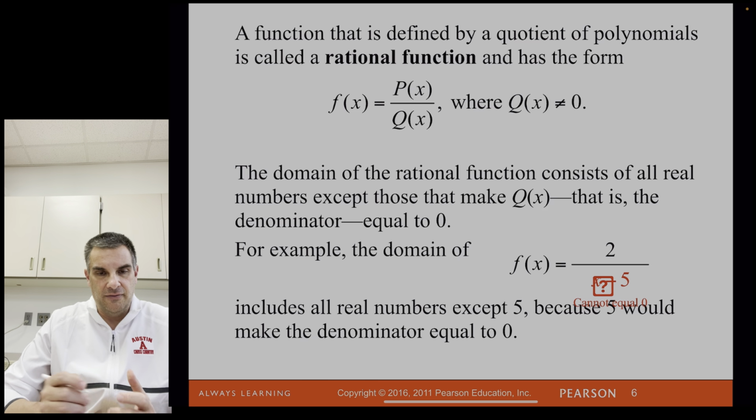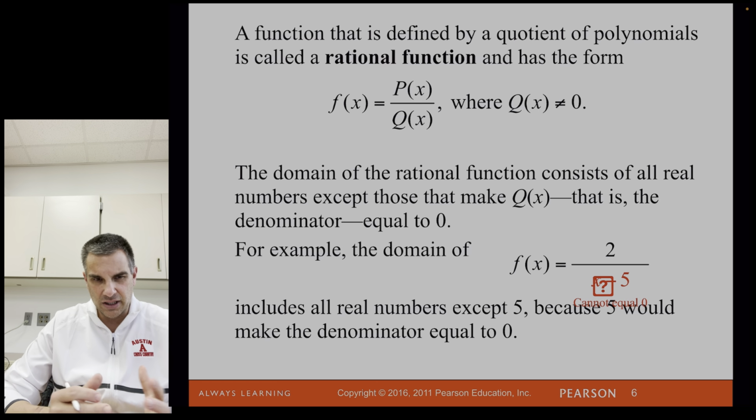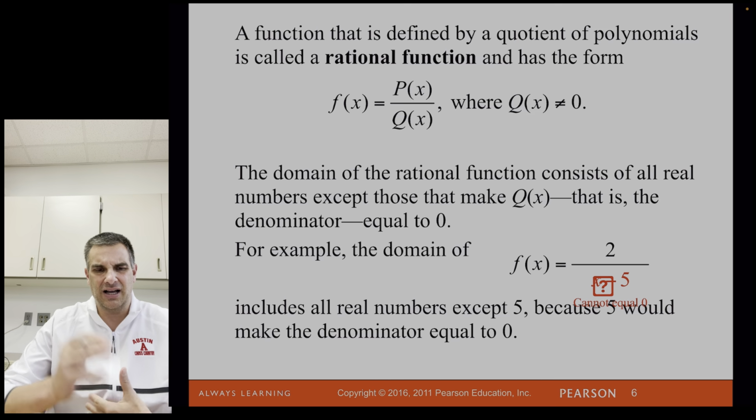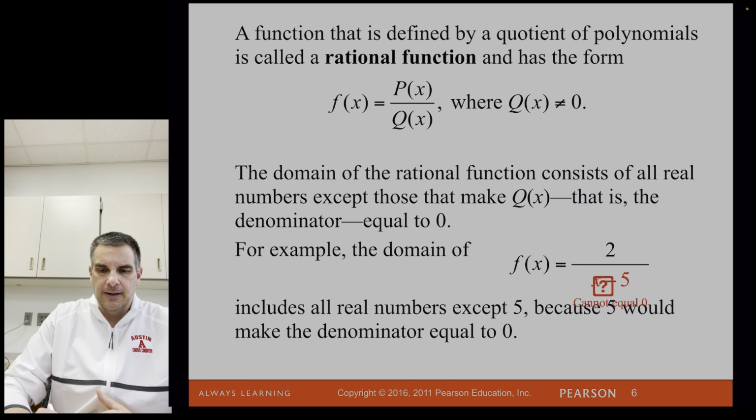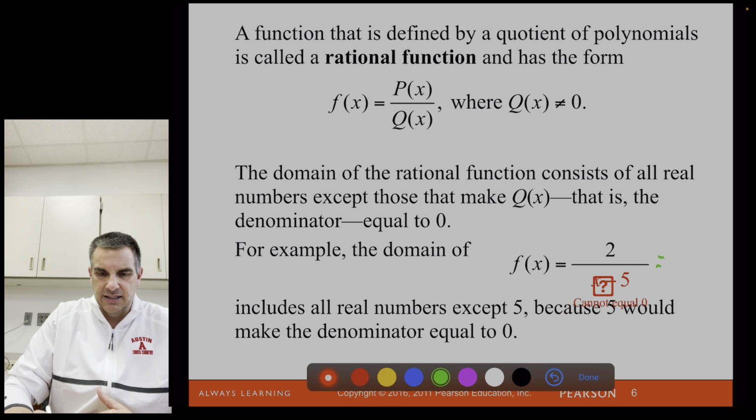A function defined as a quotient of two polynomials is called a rational function. So f of x equals p of x over q of x, where q is not 0. It's the same thing. You've got these two polynomials over each other. I'm going to rewrite what this says. This says 2 over x minus 5.